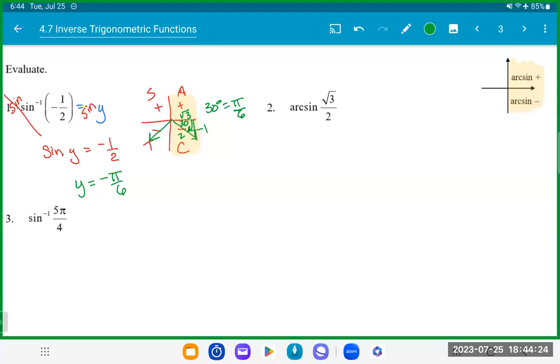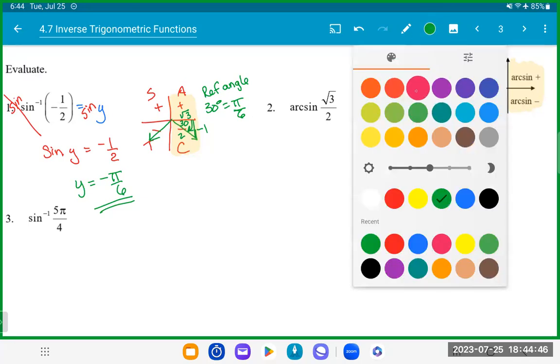Okay, question. So this here is my reference angle. This is my actual angle. Question? Let's do the next one.